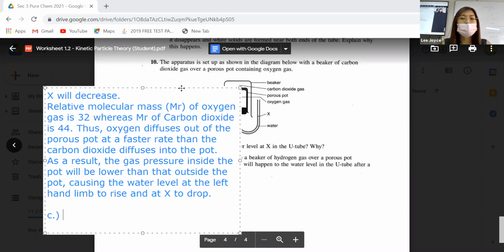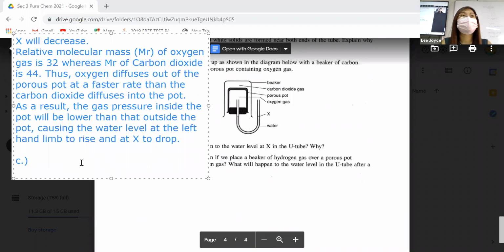So what do you think will happen to the water level in the U-tube after a while, Ethan? Any idea? Water level at X, is it? Will it increase or decrease? Increase, decrease? Yes, increase.